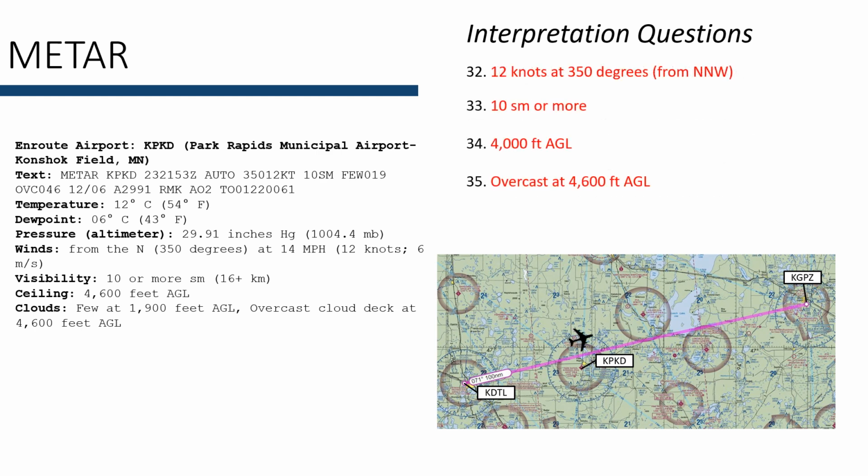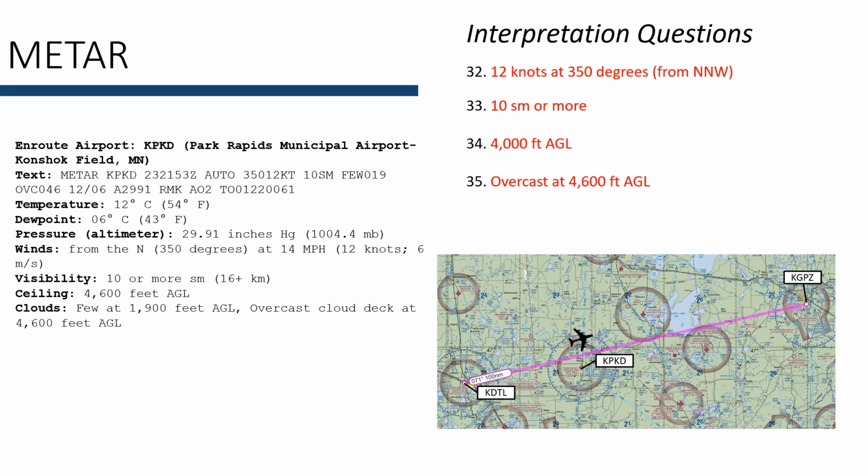Let's go over the answers. Question 32. What is the wind speed and direction for your en route airport? The answer is 12 knots at 350 degrees from the north by northwest. Question 33. What is the visibility for your en route airport? The answer is 10 statute miles or more.